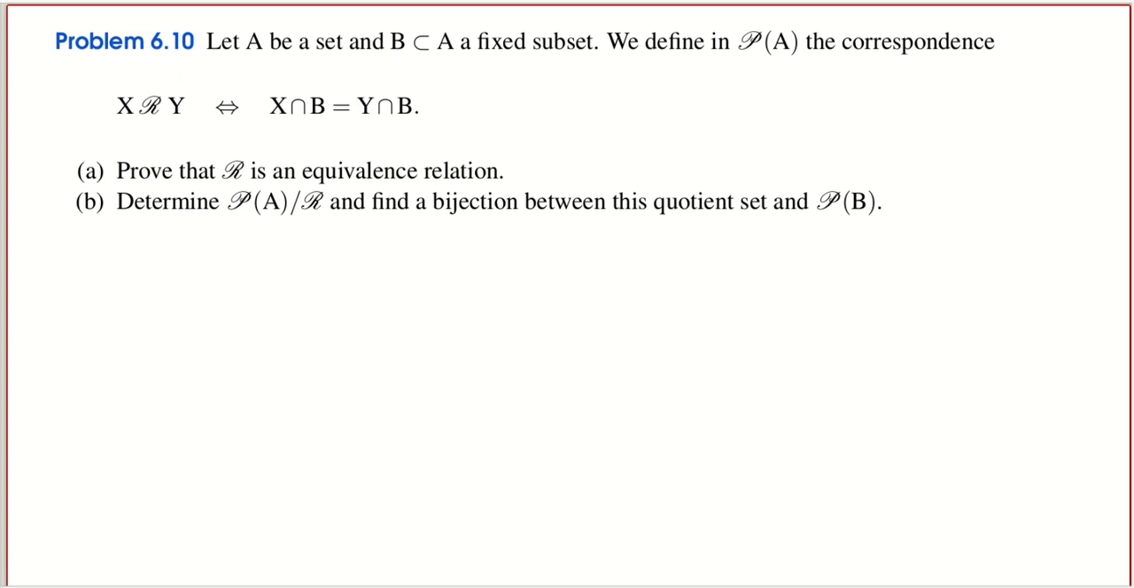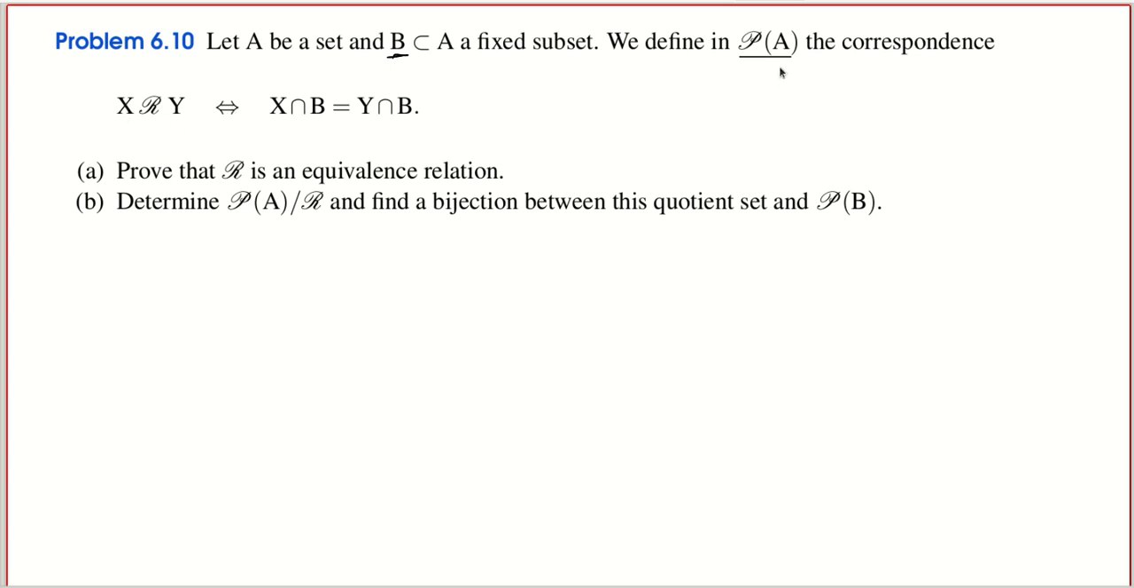This problem is a little bit different from the previous one because we're going to deal with sets instead of numbers. Suppose we have some set A, and we take a fixed subset B of A. Now we consider the set parts of A, which means all the subsets of A, in particular B. And within this set, we're going to define this relation.